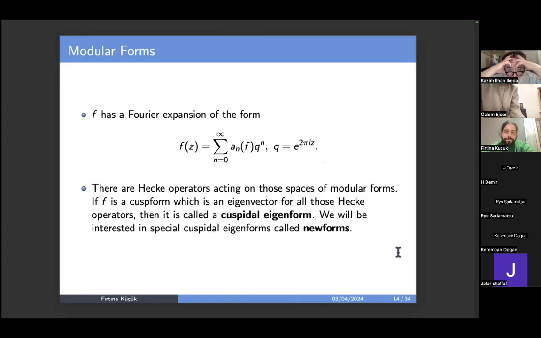There are certain Hecke operators that act on those spaces of modular forms and cusp forms. If f is a cusp form which is an eigenvector for all those Hecke operators, then it is called a cuspidal eigenform. We will be interested in some special cuspidal eigenforms called newforms. For example, the famous modularity theorem says that every elliptic curve is modular. So there's a newform of weight two with trivial Nebentypus associated to elliptic curves over Q.